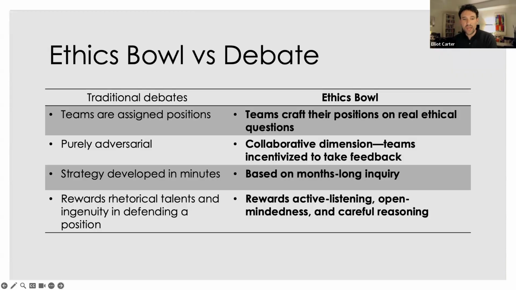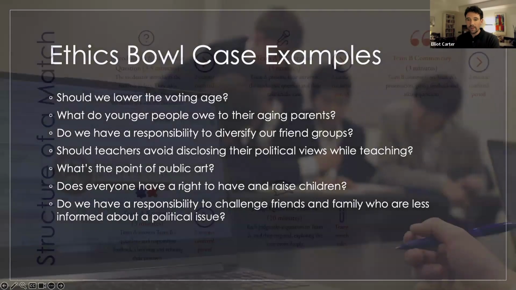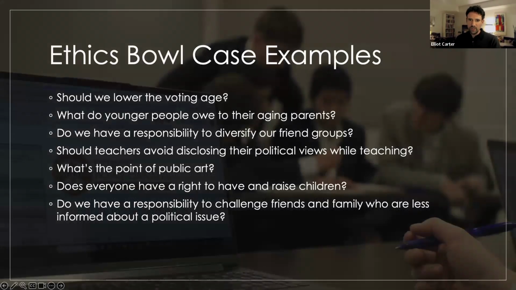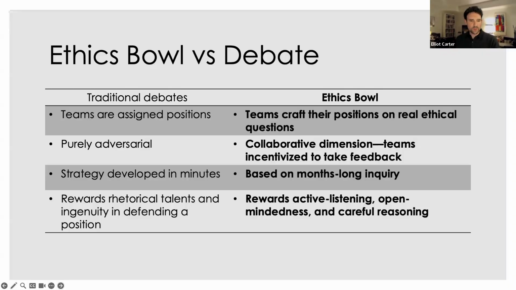In traditional debates, the strategy would be developed in a matter of minutes. You hear the case and you have to come up with what to say. In Ethics Bowl, the positions are developed over a period of months-long inquiry. So teams get cases months in advance, and they get to do research on the cases. They get to try to come up with their best possible arguments. As I'll talk about in a moment, they get to engage in exhibition matches. They might get chances to discuss the cases with teachers or with experts on those issues. And so they can really come up with what they think is the best and strongest case. So it's not all just a matter of what they can think of when they're put on the spot.